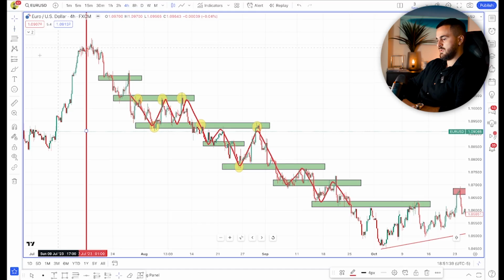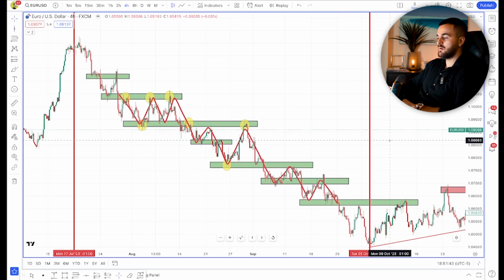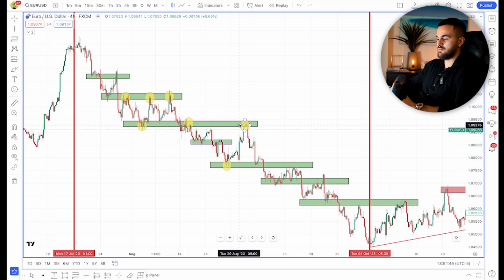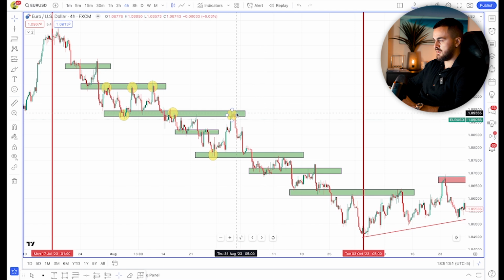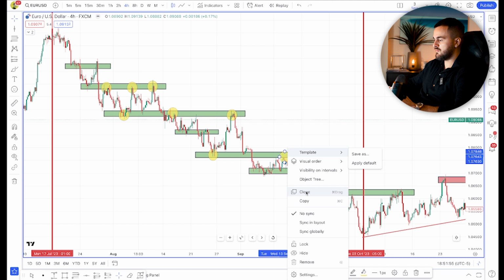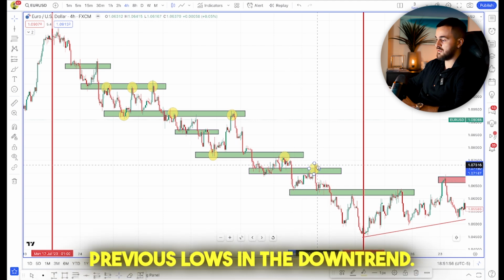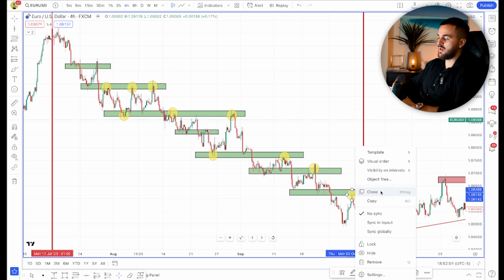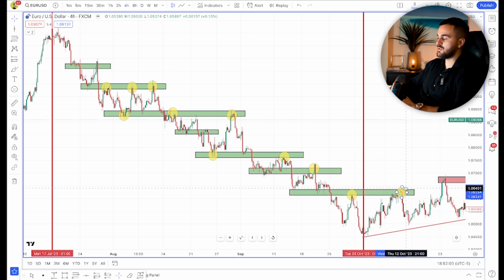We can see from July all the way to October, this thing was trending for months in the downtrend. You want to identify that. You want to go with those downtrending moves. You can see a lot of times here where the market is breaking, retesting previous lows in the downtrend. Really, really simple. Through that long period of time, remember, this was trending since July all the way to October.